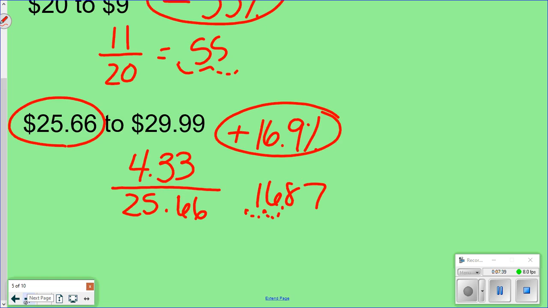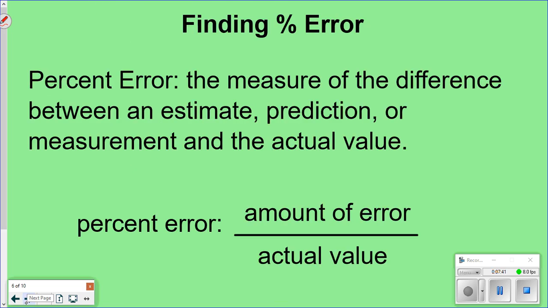All right, the next thing we need to talk about is percent of error. Percent of error is very similar to this, just a little different in a situation. So a percent of error is measuring the difference between an estimate, a prediction, or a measurement and the actual value. For example, if that doesn't mean anything to you, this might.